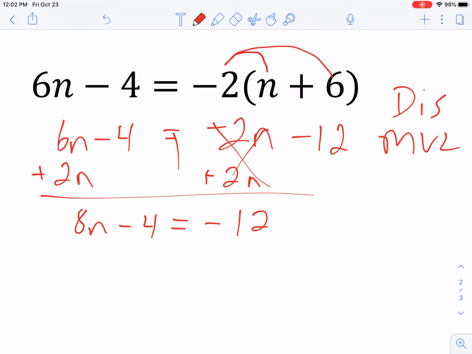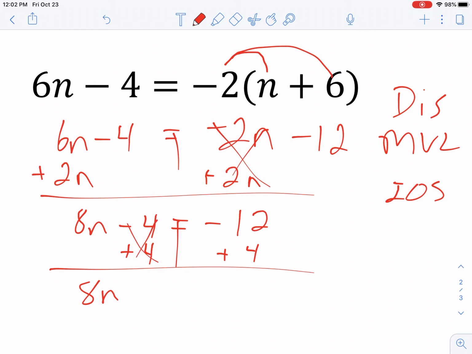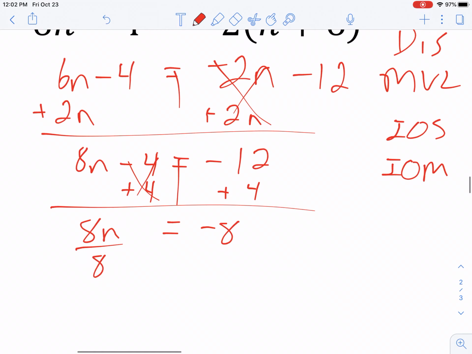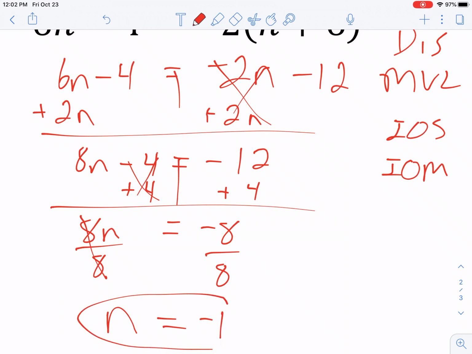And then I want to add 4 to both sides, which is called the inverse of subtraction. 8n drops down, the 4's cancel. Negative 12 plus 4 is negative 8. I want to finish with doing the inverse of multiplication, and I'm going to divide both sides by 8. The 8's cancel, n drops down. Negative 8 divided by 8 is negative 1. So your answer would be negative 1.